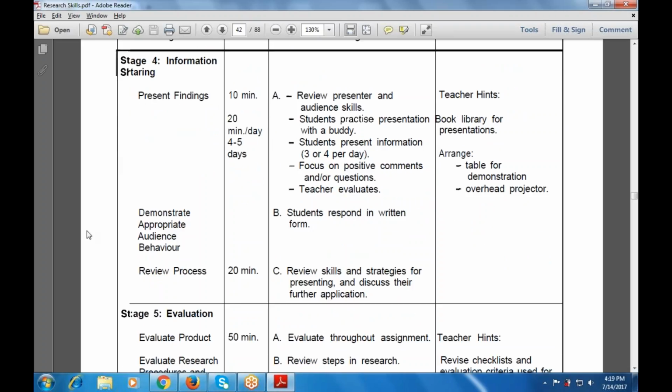Then demonstrates the appropriate audience behavior. First is the review process. This is for 20 minutes. That includes reviewing skills and strategies for presenting and discussing their further applications. So that should be used in the written form, that should be responded to in the written form. So stage number 4 is information sharing.